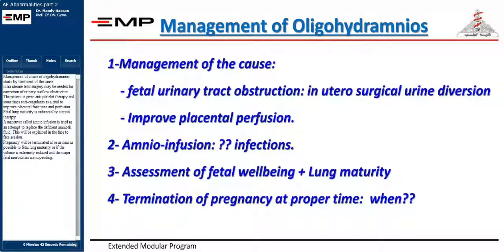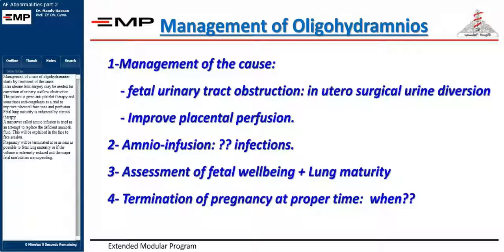Management of a case of oligohydramnios starts by treatment of the cause. Intrauterine fetal surgery may be needed for correction of urinary outflow obstruction. The patient is given antiplatelet therapy and sometimes anticoagulants as a trial to improve placental functions and perfusion. Fetal lung maturity is enhanced by steroid therapy. A maneuver called amnio-infusion is tried as an attempt to replace the deficient amniotic fluid. This will be explained in the face-to-face session.